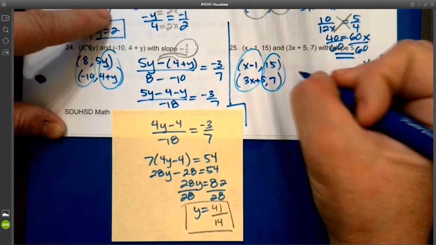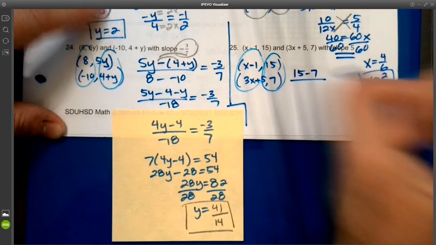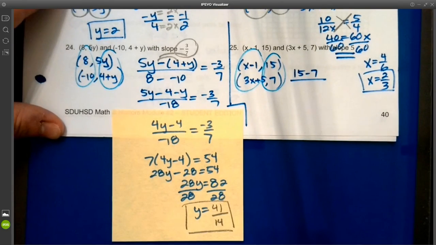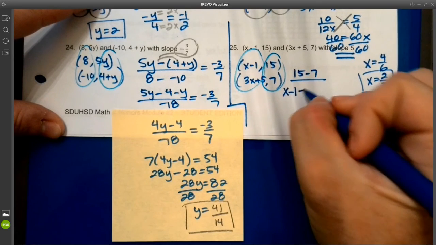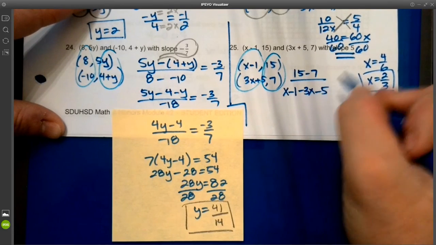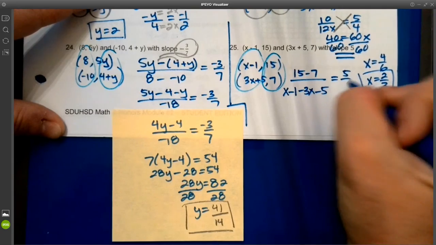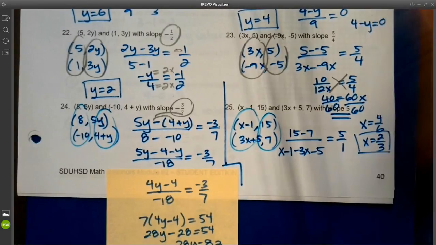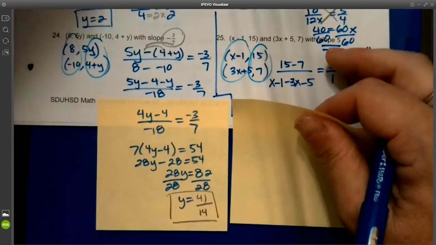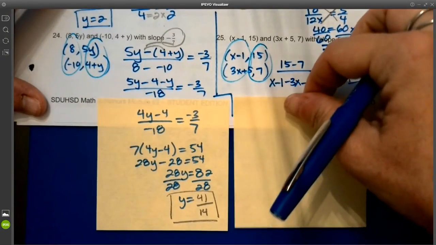So let's see what I've got here. I've got 15 minus 7. And on the bottom, I've got the same issue with subtracting. So I have to be careful. So that's going to be x minus 1, but then it's going to be minus 3x minus 5. Whoa. And I'm going to set that equal to 5 over 1. This is not an easy question. Not at all. Whoops. And I'm sliding down. I'm going to slide back up because I already know I'm going to need my emergency sticky.